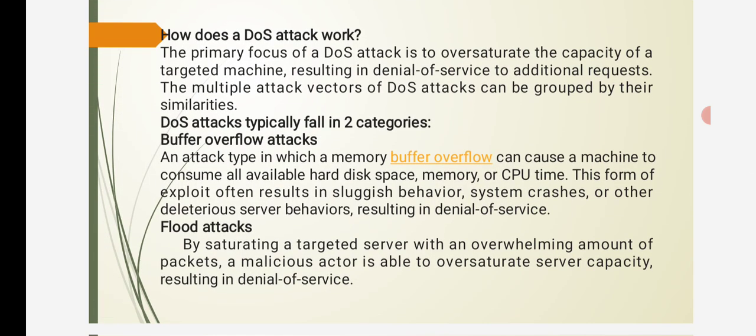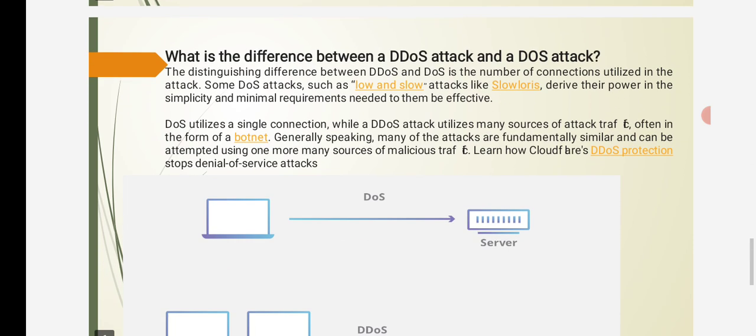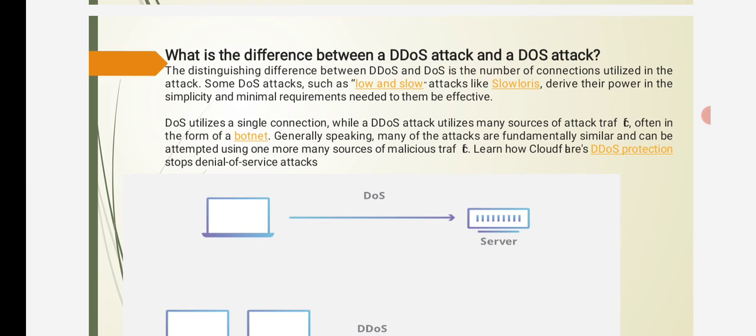So these are the two different types of DoS attack: the buffer overflow attack, and another one is the flood attack. So this is the block diagram for DDoS attack and DoS attack. Some DoS attacks, such as slow attacks like Slowloris, derive their power from the simplicity and minimal requirements needed to be effective.